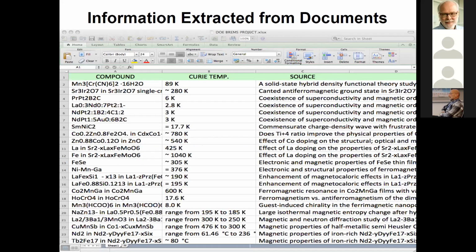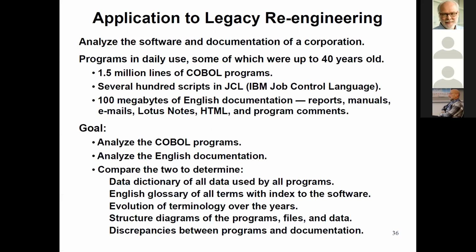I'll skip over this example because I don't have time to describe that, but I want to talk about the application to legacy reengineering. This is the one where Aaron and Andre did a fantastic job. This was a company, Towers Perrin, which had programs in daily use, some of which were up to 40 years old. 1.5 million lines of COBOL programs, several hundred scripts in JCL, the IBM job control language, 100 megabytes of English documentation, reports, manuals, email notes, Lotus notes, HTML, and program comments.